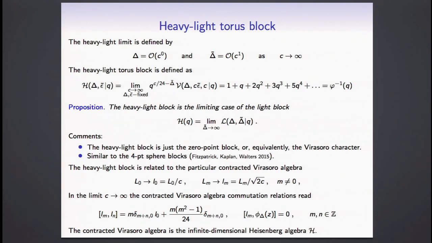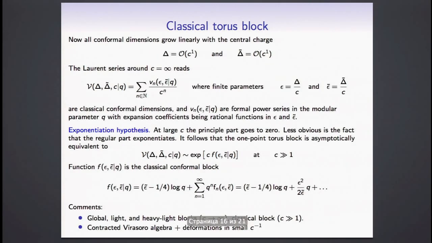So up to now we considered three different semi-classical blocks, and they are all related to particular Virasoro algebra contractions. Finally, we consider the so-called classical torus conformal block, and in this case all operators are heavy. So the respective dimensions grow linearly with the central charge, and we can substitute these dimensions into the conformal block and expand the resulting function around the infinite value of the central charge.